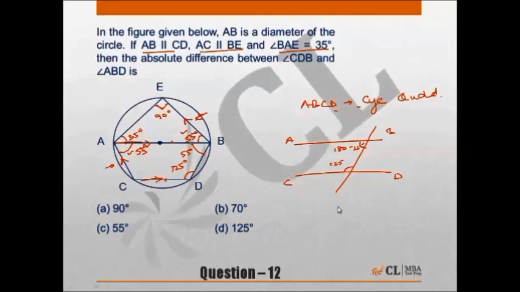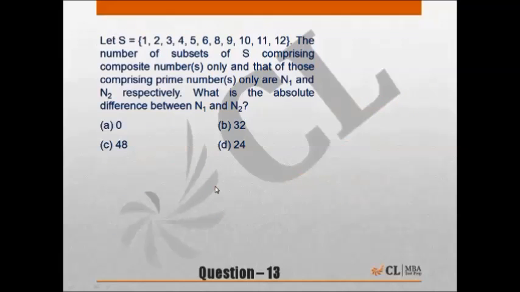So if this is 55, our answer should be: angle CDB is 125 degrees, ABD is 55 degrees. So the difference between the two is 70 degrees. Okay. Let's move to the next question.